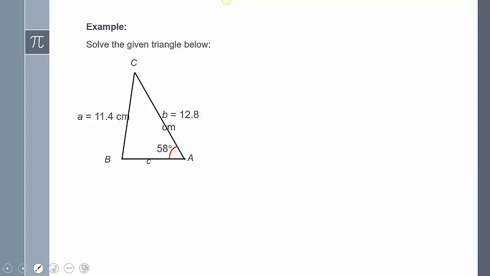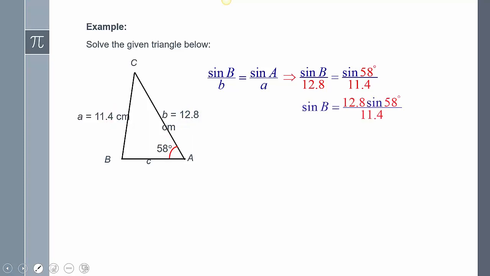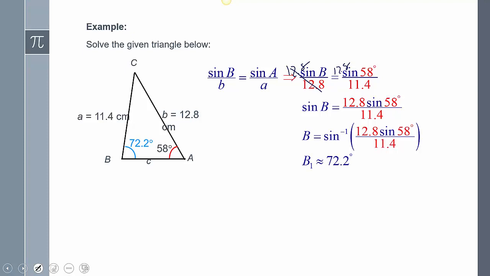So we go through and we solve the first triangle like normal. We're going to use the law of sines. The first one that I'm going to be able to find is B, because I at least have side B. I don't have the angle. I don't have any information for C, so I can't do anything with it. So plugging the values in, 12.8, 58, 11.4. Multiply both sides by 12.8, because I've got to get B by itself. And then inverse to both sides, enter that in your calculator, and you get B is 72.2.